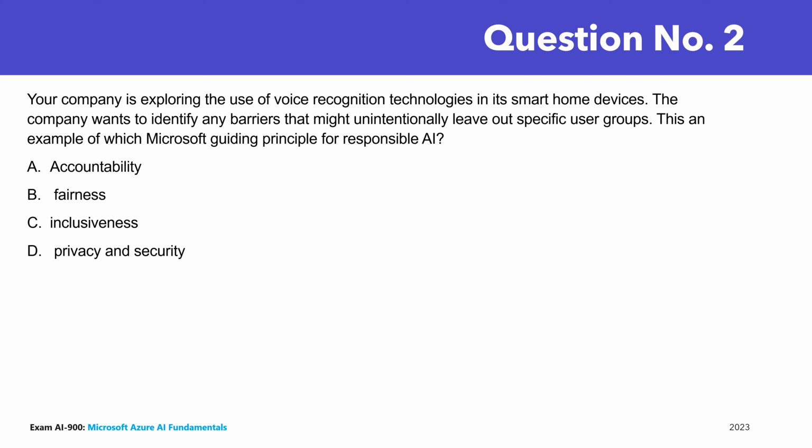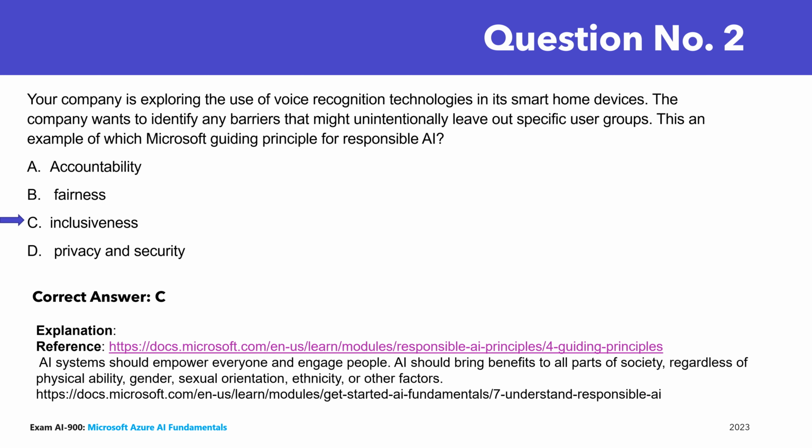Your company is exploring the use of voice recognition technologies in its smart home devices. The company wants to identify any barriers that might unintentionally leave out specific user groups. This is an example of which Microsoft guiding principle for responsible AI? A. Accountability. B. Fairness. C. Inclusiveness. D. Privacy and security. Correct answer, C.